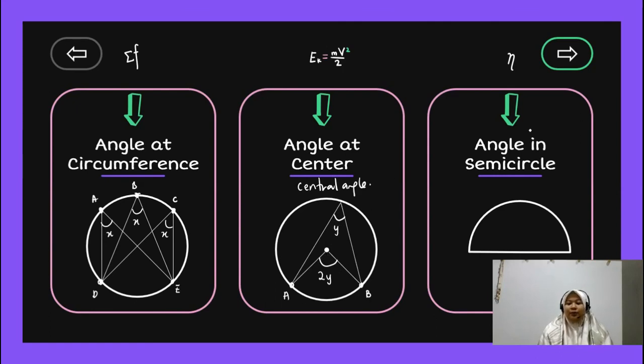The third property we learn is angle in semicircle. Let's say we have a triangle here, and one of the sides of the triangle is the diameter. This is the diameter. Hence, the angle opposite to the diameter will be 90 degrees. So that is all for 6.1.